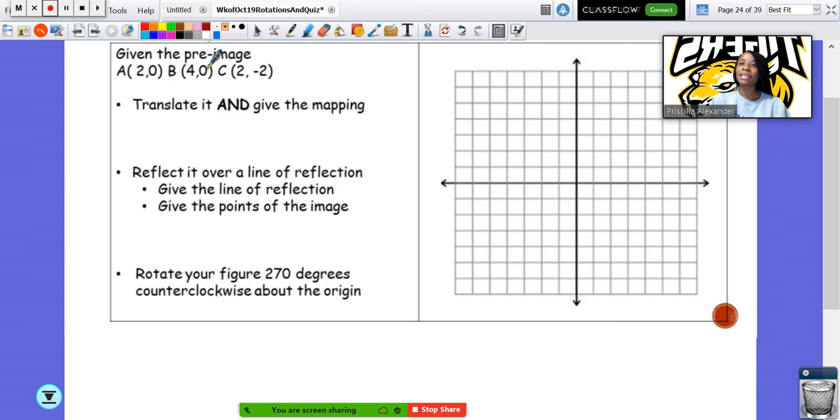So here, it says given the preimage, translate it, and give the mapping. So first, I'm going to go ahead and graph my preimage. So here, we get 2, 0, that's A, 4, 0, that's B, and 2, -2, that is C. Alrighty.